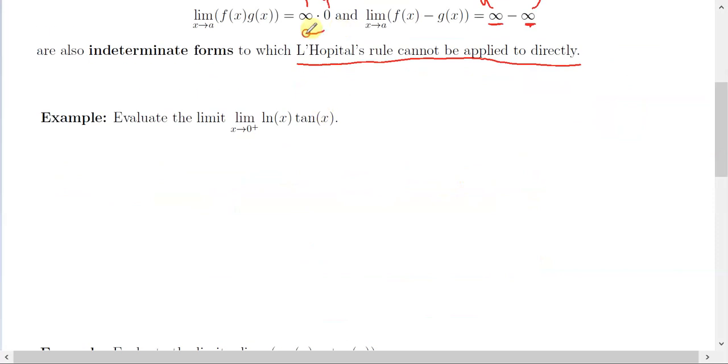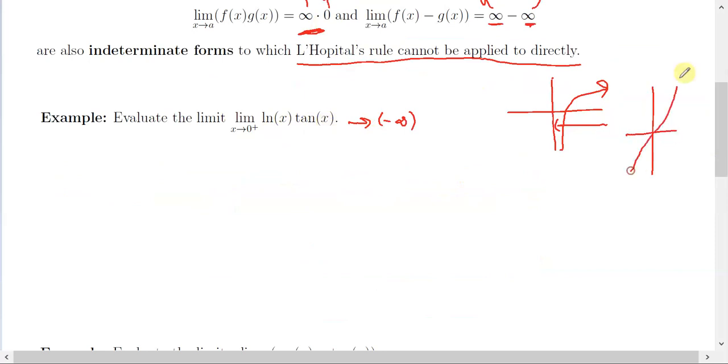The one we run into a lot is this 0 times infinity form. So here we've got natural log times tangent, and I'm trying to take the limit as x goes to 0. Remember your natural log graph. As I'm coming into 0, natural log is going to minus infinity. And tangent, your tangent graph, something like that. But as I'm coming into 0 from this side, it's going to 0. So I get an infinity times 0 form, which is indeterminate.